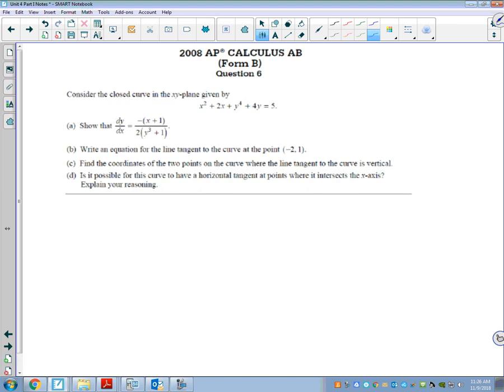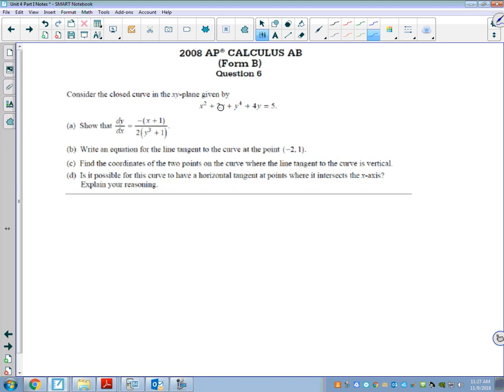It says, consider the closed curve in the xy plane given by this. Show that the derivative equals this. So notice that they give you the derivative, and you have to make your work match this. And then it says, write an equation for the line tangent to the curve at the point. And then it says, find the coordinates of the 2 points where the tangent to the curve is vertical. And is it possible for it to have a horizontal tangent?